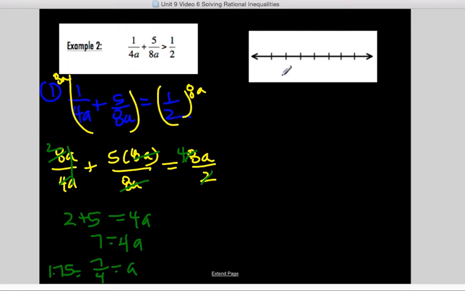So I'm going to put that on my number line right away. Let's just go here. And since this is not equal to, it's going to be an open circle.